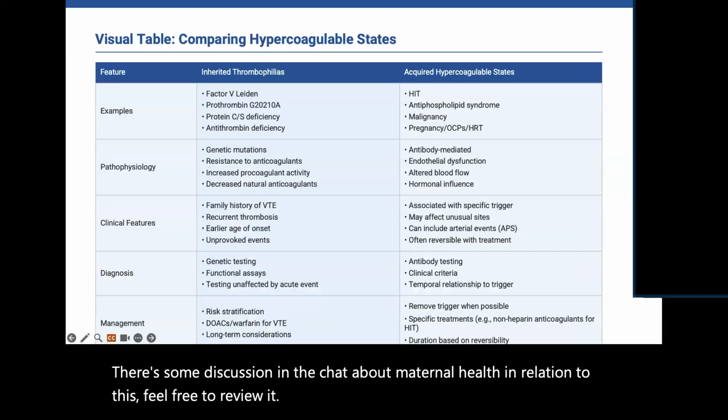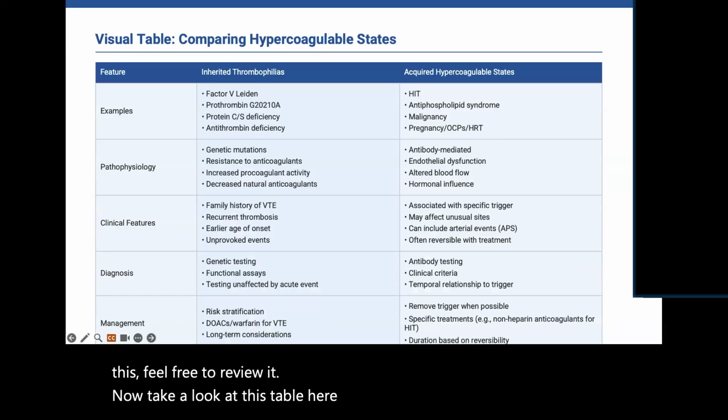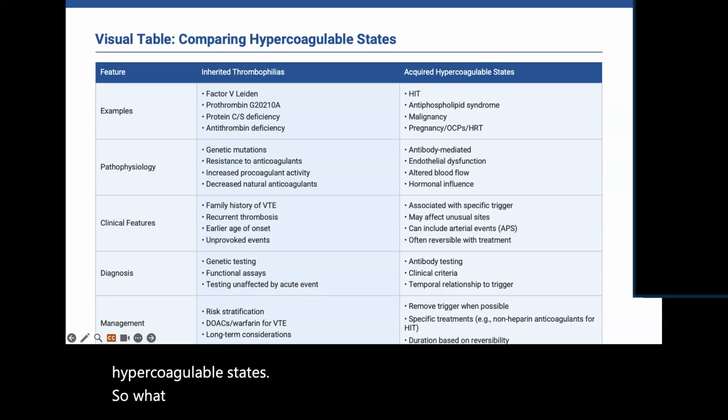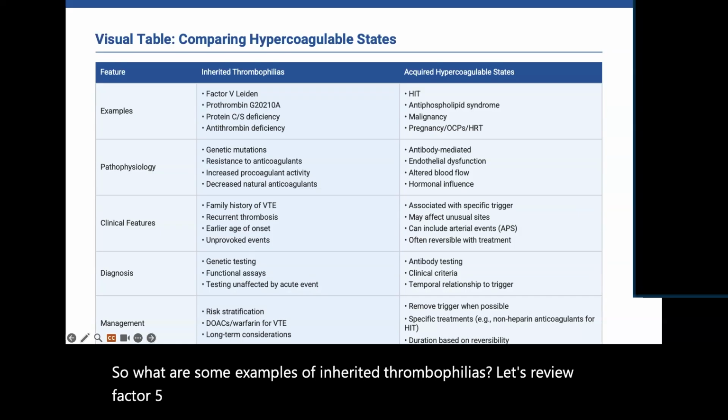Now, take a look at this table here. This is comparing various hypercoagulable states. So what are some examples of inherited thrombophilias? Let's review. Factor V, prothrombin G20210A mutation, protein C and S deficiency, antithrombin deficiency.